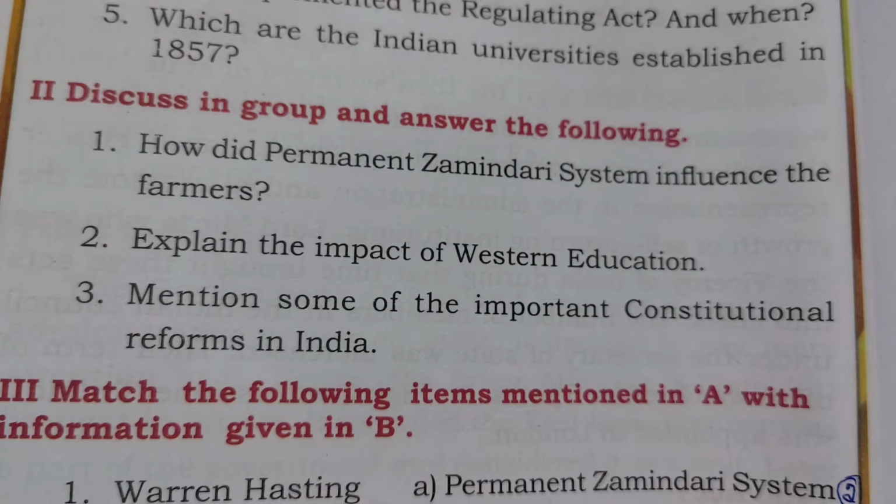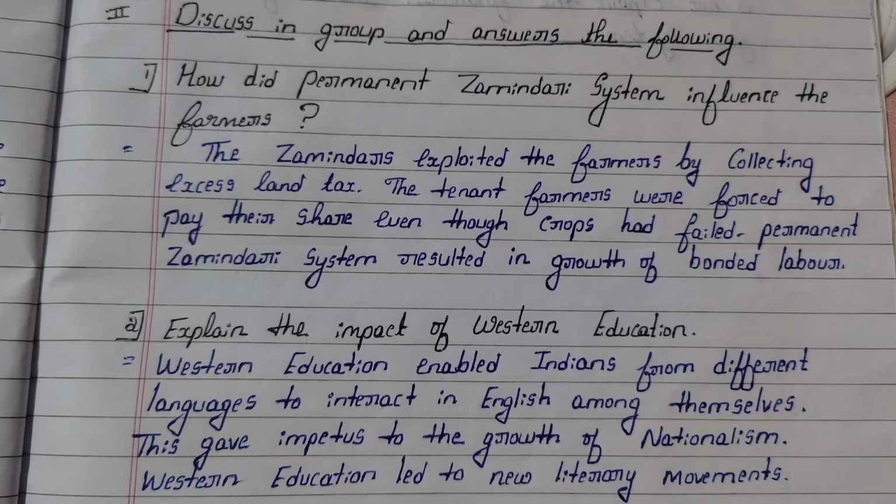Second one, discuss in group and answer the following. First question, how did the permanent zamindari system influence the farmers? Answer, the zamindars exploited the farmers by collecting excess land tax.